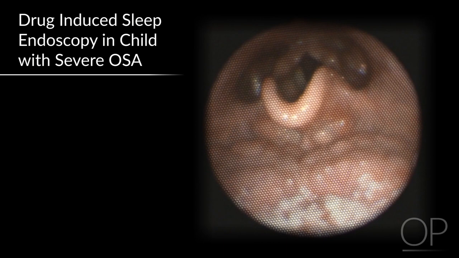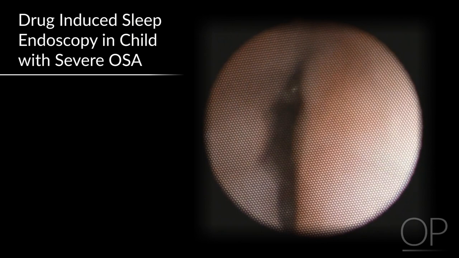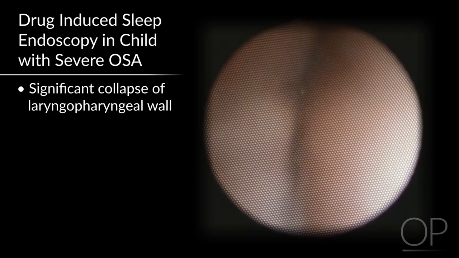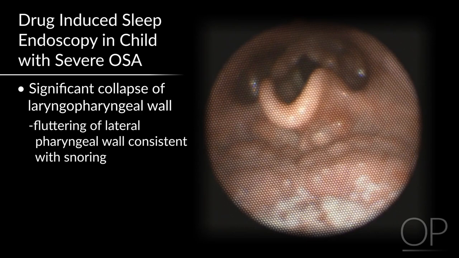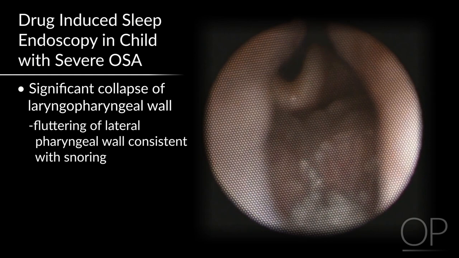And this is a drug-induced sleep endoscopy in a child who had severe sleep apnea. If you look at this video, you can see that there is a significant lateral collapse, and you can see the fluttering of the lateral pharyngeal wall, which is consistent with snoring in this child. So this child had tonsils removed for sleep apnea, but the patient had persistent sleep apnea.